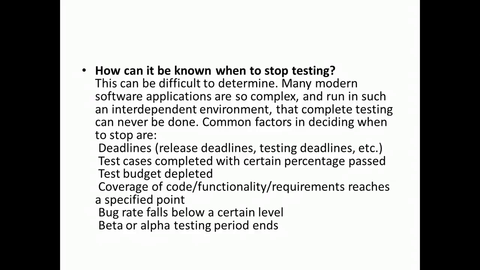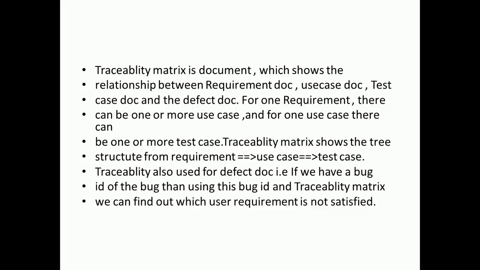And how can it be known when to stop testing? This can be difficult to determine. Many modern software applications are so complex and run in such an interdependent environment that complete testing can never be done. Common factors in deciding when to stop testing: deadlines, such as release deadlines and testing deadlines; test cases completed with a certain percentage passed; test budget depleted; coverage of code, functionality, or requirements reaches a specific point; bug rate falls below a certain level; beta or alpha testing period ends.